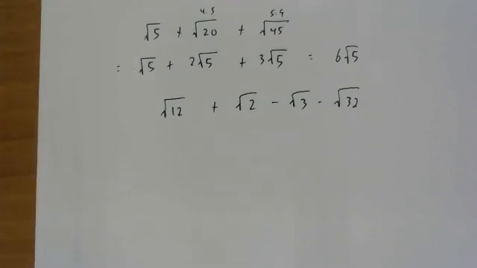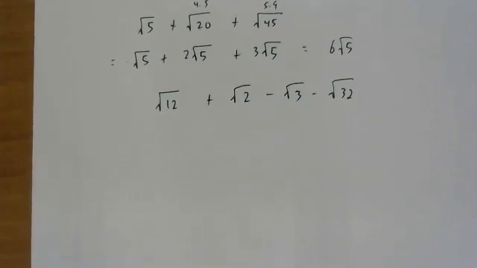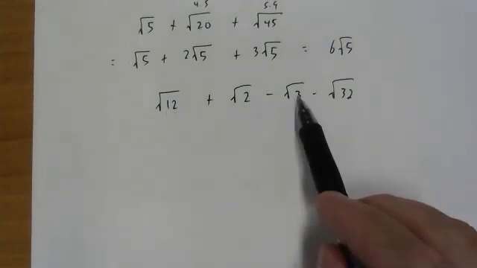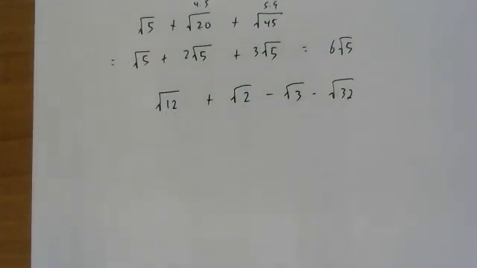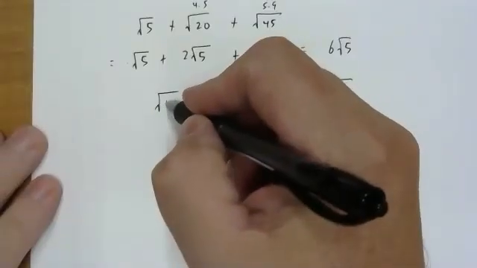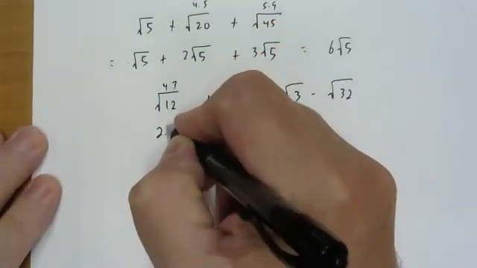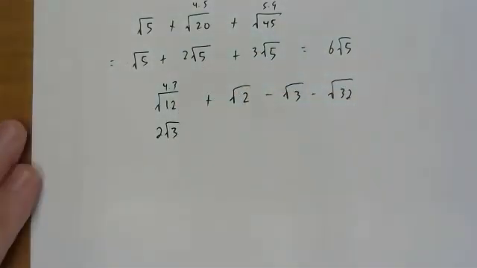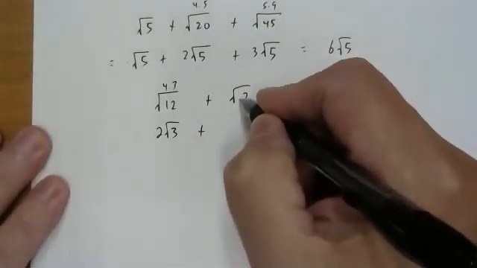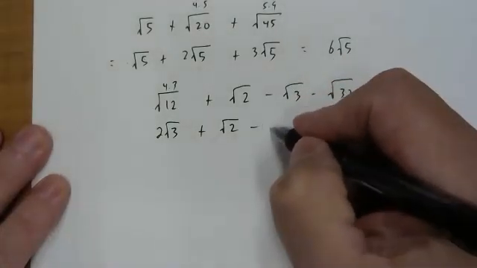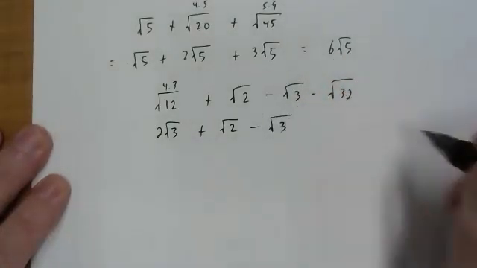Four terms here, all square roots. Once again, at first glance, none of these square roots are the same, but of course I need to see if they can be simplified. This is 4 times 3, so a 2 can come out. So this simplifies to 2 square root of 3. Square root of 2 is already simplified. Square root of 3 is already simplified.